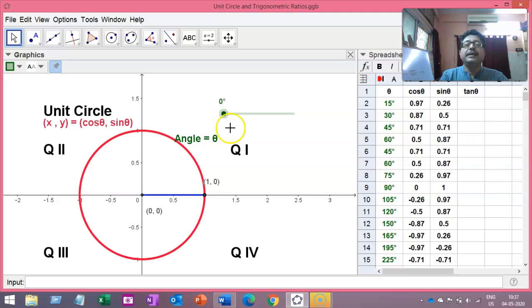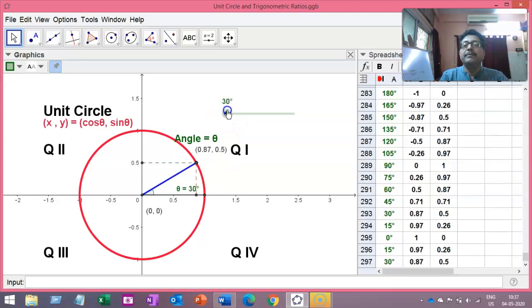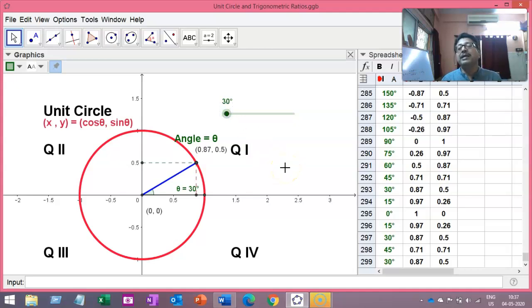Let us see how it happens for 30 degrees. This is your 30 degrees. You can all see that the radius of the unit circle is equal to 1 unit. This part is 1 unit. This length is also 1 unit. But this perpendicular and the base are not 1 unit. If you draw a perpendicular here, by geometry you can easily prove that its length is going to be half, 0.5. So this has coordinate 0.5, and this one has value 0.87.